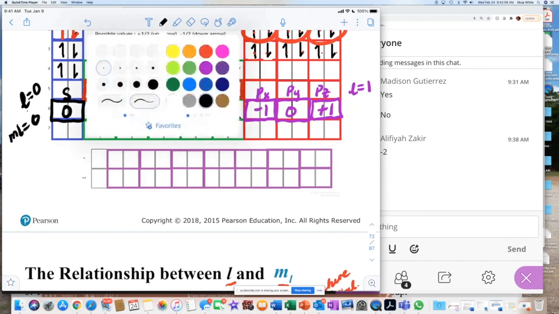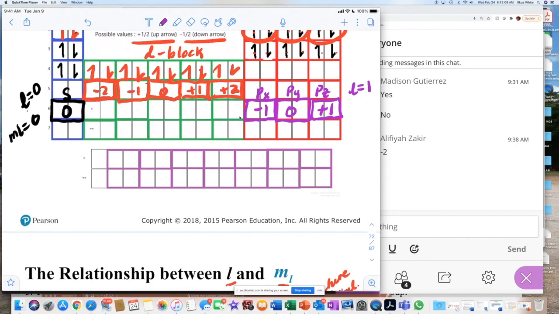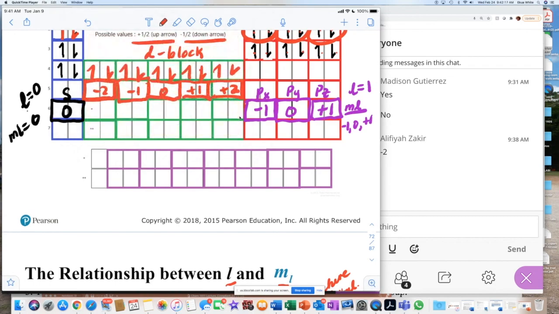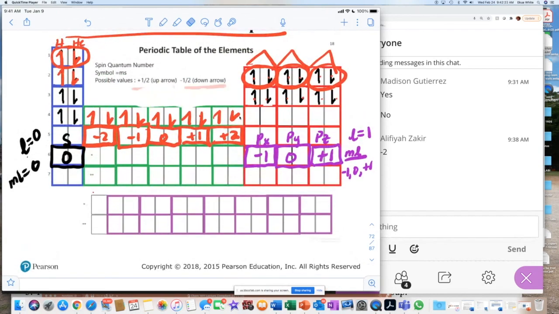When L is 1, let me stick with the colors, the m sub L values are negative 1, 0, plus 1. When L is 2 right here, I guess I can write this right here for the D block. When L is 2, it's negative 2 for the m sub L, right? Negative 1, 0, plus 1, plus 2. So I use the periodic table to kind of remind me of what I should expect, right?